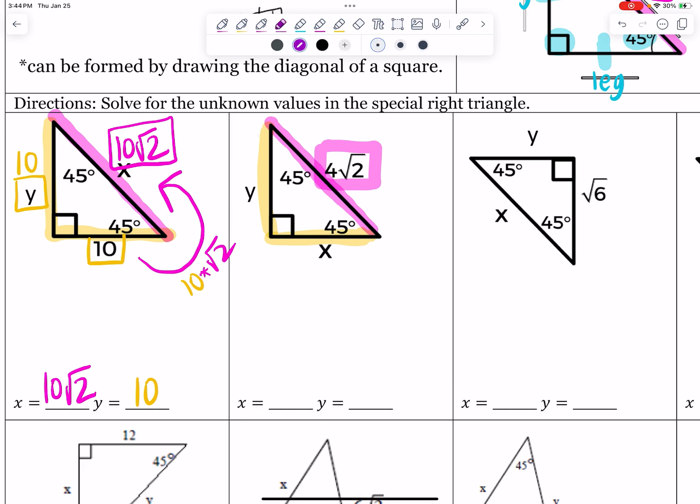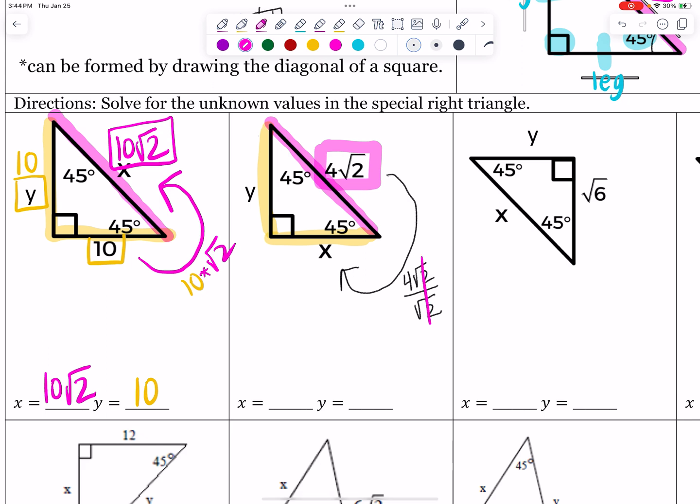So if I want to go to the leg, that's getting smaller, so I'm going to divide 4 root 2, the hypotenuse, by root 2. What happens when you do that? You get to cancel out these root 2's because it's in the numerator and the denominator. So that simplifies to whole number 4 for x, which is also going to be y. So 4, 4, 4 root 2. Both of these legs have a length of 4, because if it's a 45-45-90 triangle, the legs are congruent, so they are both 4.